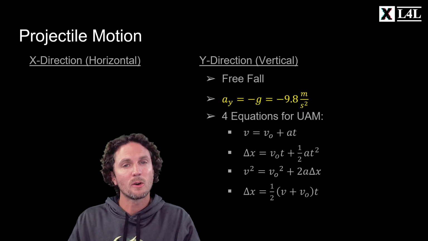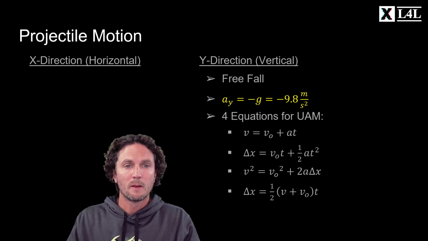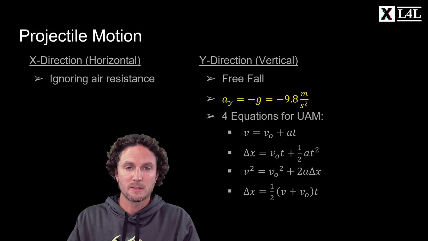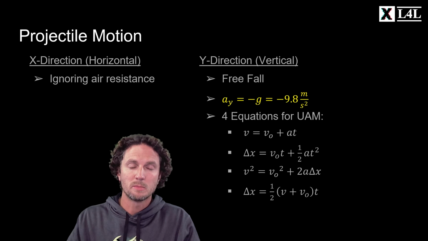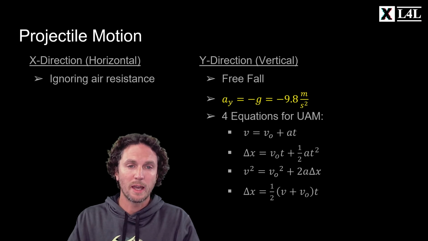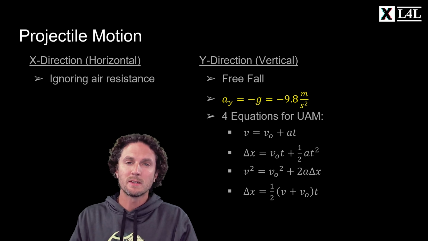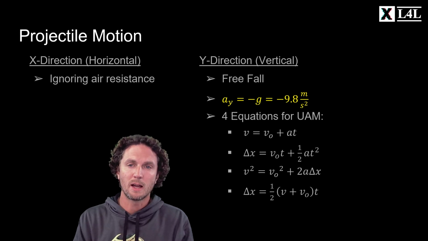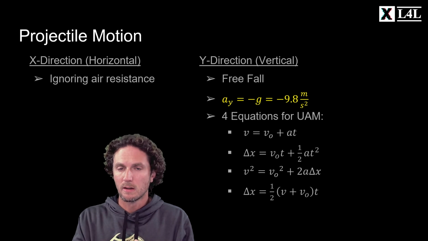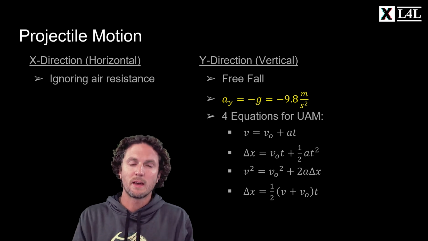Okay, let's talk about the horizontal direction then. We are still ignoring air resistance. It's under free fall conditions, and that was one of the requirements to be in free fall, was we're ignoring air resistance, in this breathable vacuum. And if you think about it, if gravity is the only thing that's pulling down on the object as it's moving through the air, what is actually slowing it down horizontally?